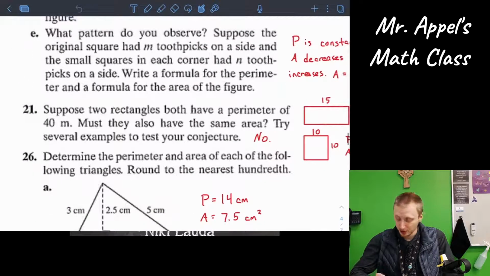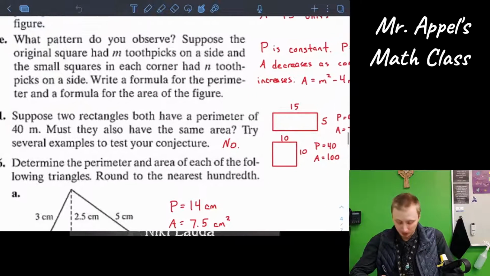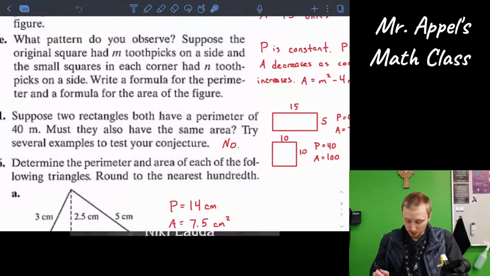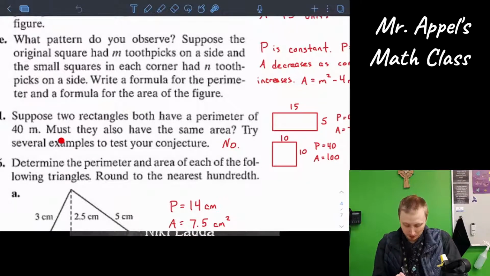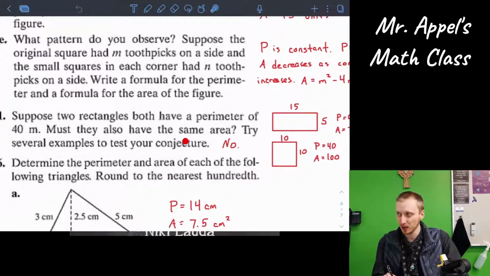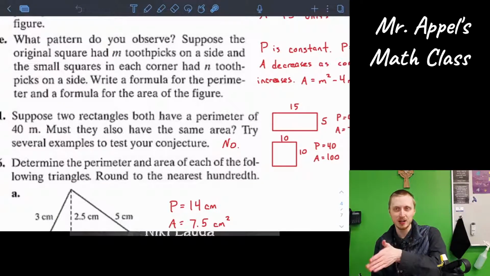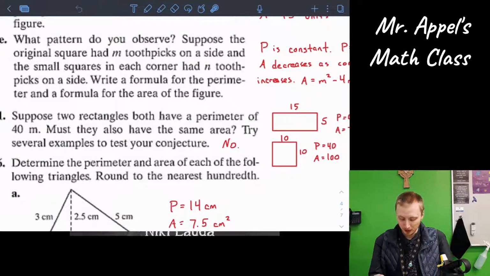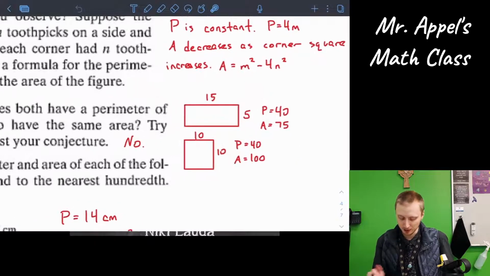Okay, so next question. Related to that, what if we stuck with rectangles? Suppose 2 rectangles both have a perimeter of 40 meters. Must they also have the same area? Try a couple of examples to test your conjecture. Well, we just saw from the toothpick thing that we can easily make shapes of different areas but with the same perimeter. So here's an example of 2 rectangles that do that.